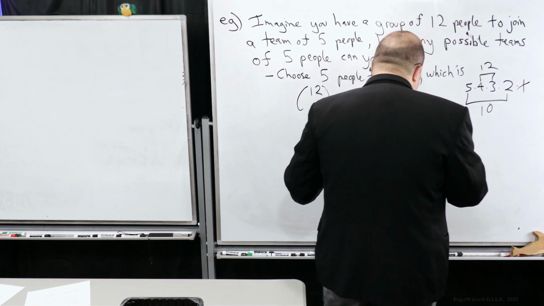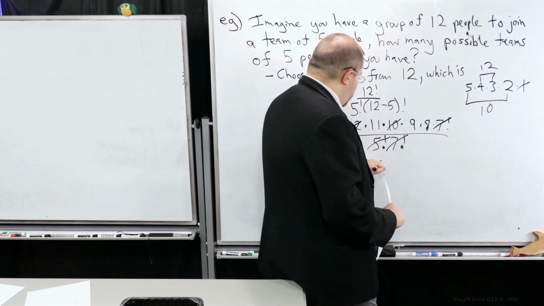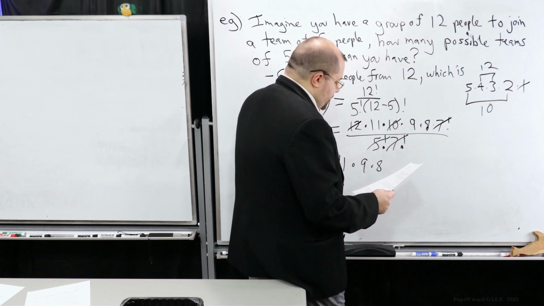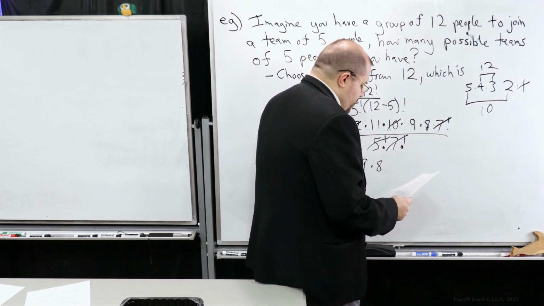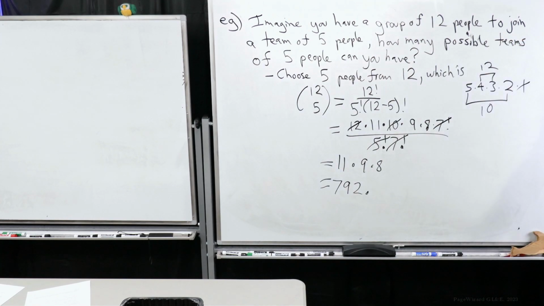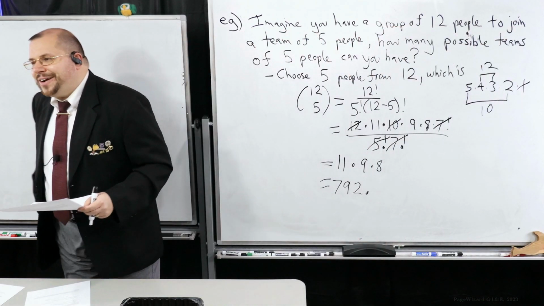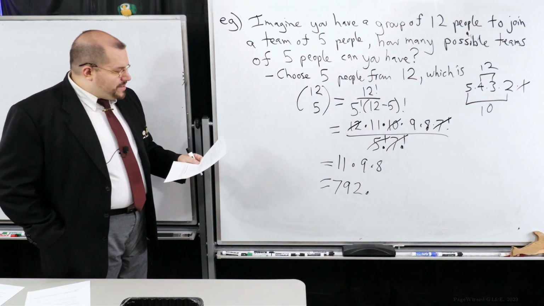So we end up with 11 times 9 times 8, which I believe should be correct. It should be 792. So I encourage you to check that calculation. Pretty nifty, right? So next, let's do another example.